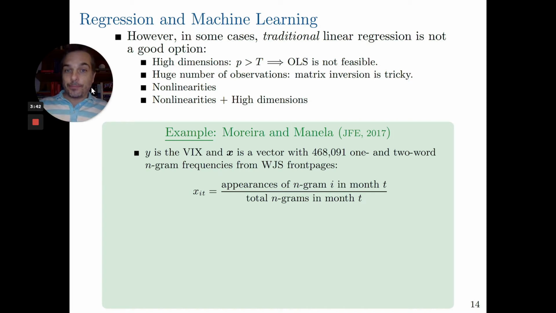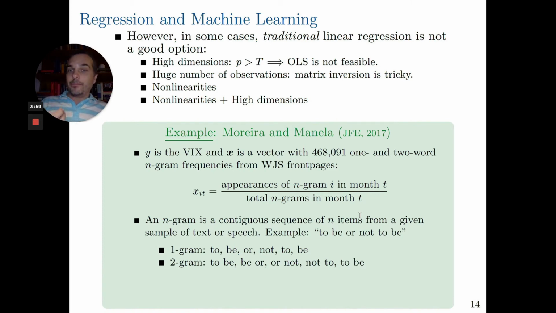So what's on this axis will be the appearance of an n-gram i in month T divided by the total number of n-grams in month T. But now you ask, what is an n-gram? An n-gram is a contiguous sequence of n items from a given sample of text or speech. For example, if you take the text "to be or not to be," the 1-gram can be "to," "be," "or," "not," "to," "be." This is the 1-gram.